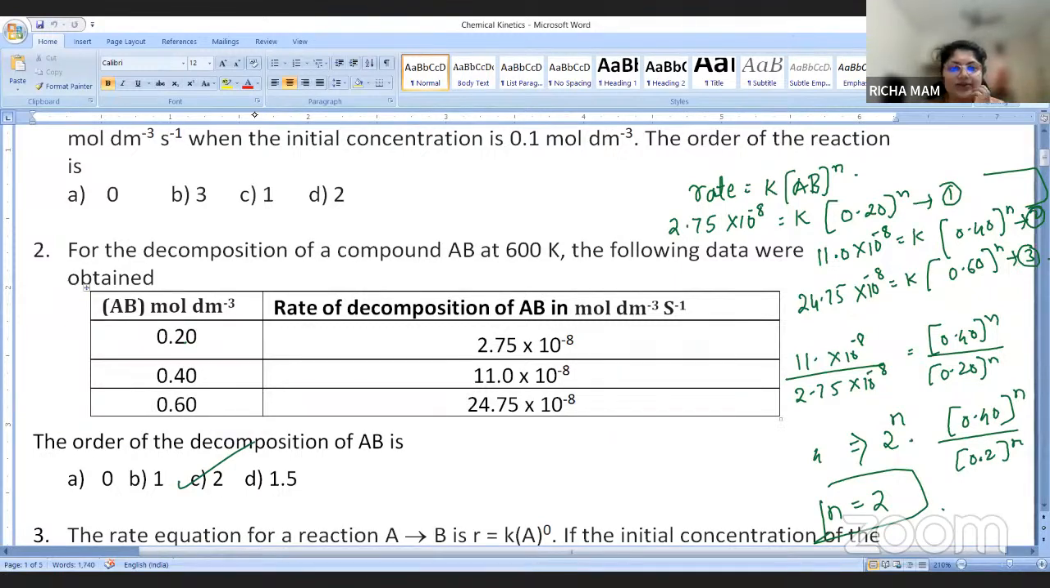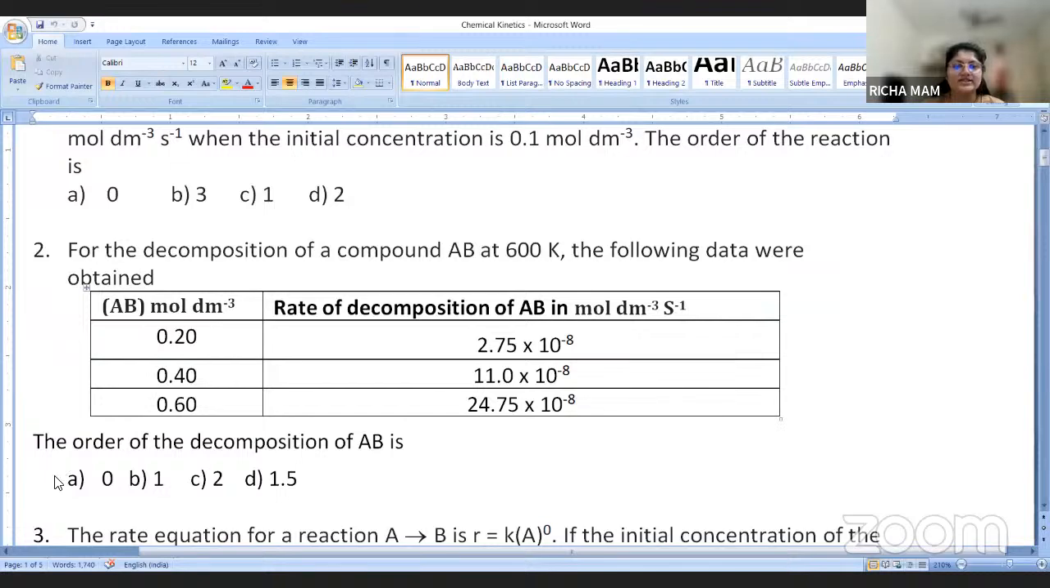Got it? Same as how we solved the first one, we have written the rate equation for the reaction and then solved it. We wrote the rate of the reactions 1, 2, and 3, then divided 2 by 1. After dividing, we found the value of n, that is 2. So the order of the reaction is 2, and option number C is the answer.